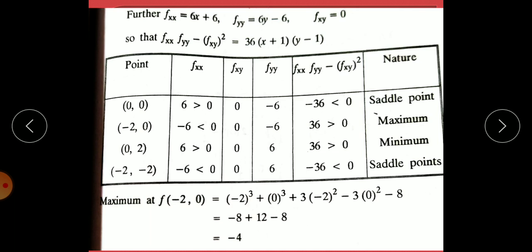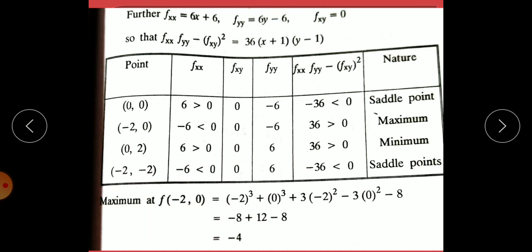So we have the points (0, 0), (-2, 0), (0, 2), (-2, 2). So substitute all those things, and here which is less than 0, so saddle point, greater than 0 maximum. This is 36, greater than 0, here minimum, because see here the f_xx value and all those things, this is greater than 0 and this is also greater than 0. Both the things we are having, then it is a minimum value.